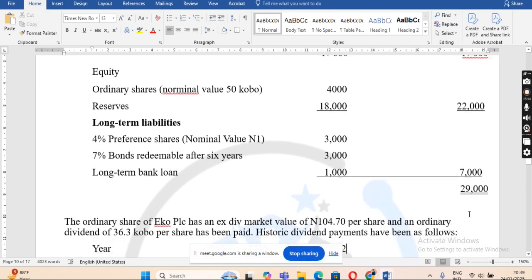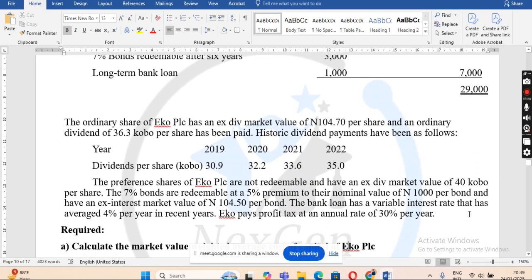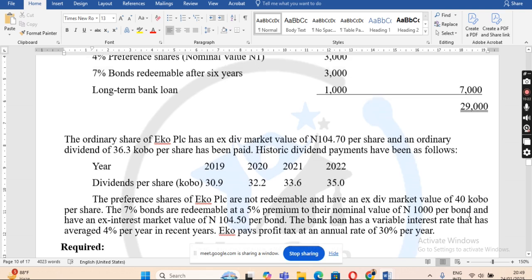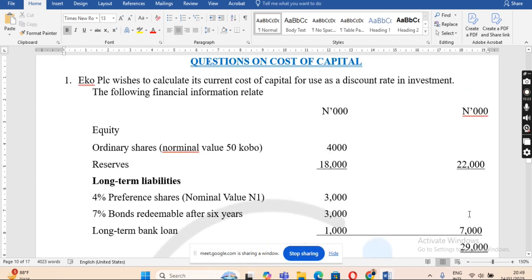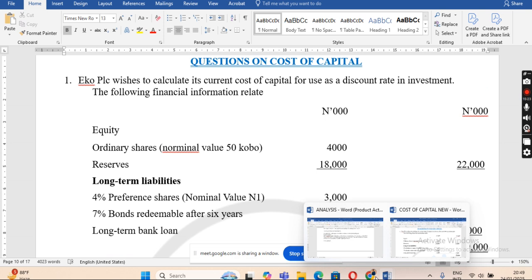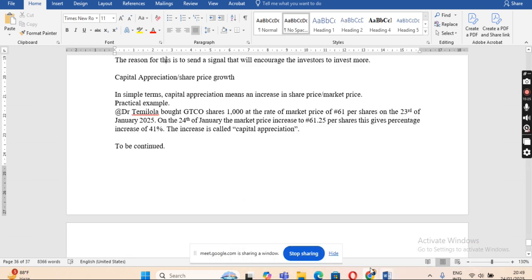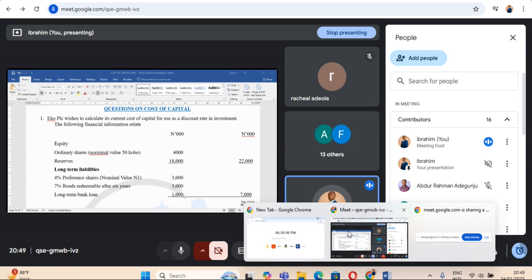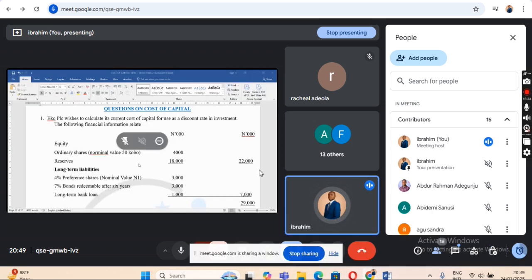Now, after that, we're given the ordinary shares. Now, this is their financial statement, right? This is their financial statement. Who can identify the sources of finance here? Let's say we want to start now. Who can identify from this capital structure? Who can tell me the sources of finance?